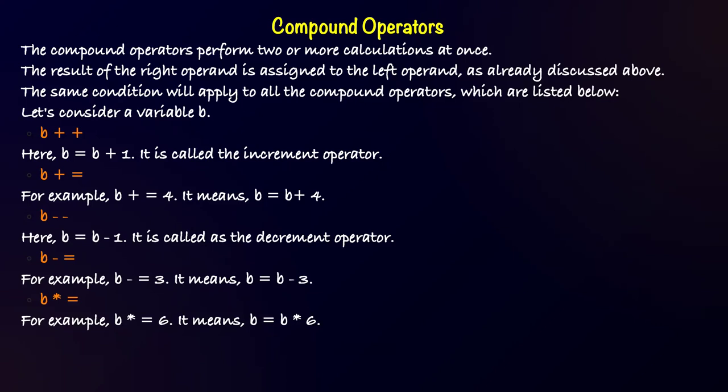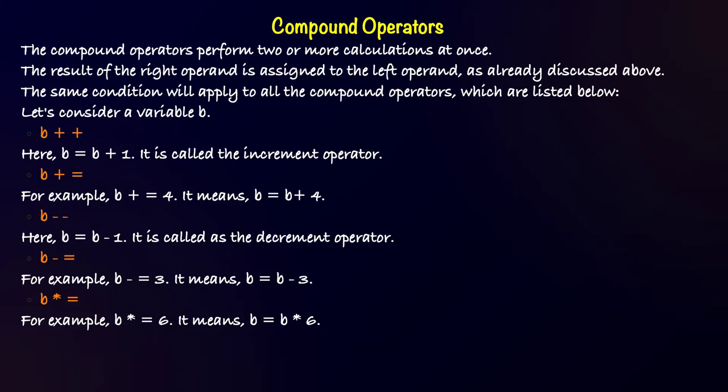Now B plus equal to. If we write B plus equal to 4, what are we trying to say? We're saying that the value of B itself is being increased by 4, that is B equals B plus 4. For example, if we have taken B equal to 2, and we write B plus equal to 4, then the value of B will be 2 plus 4, that is 6. Hope you have understood this.